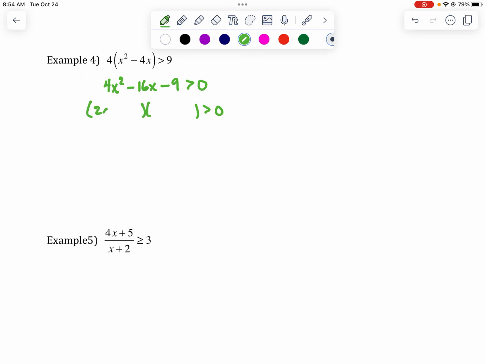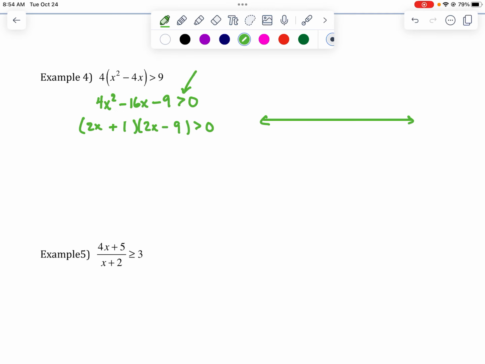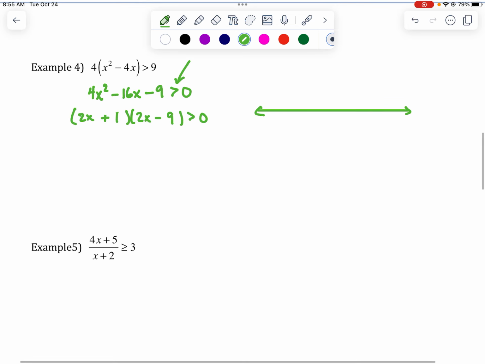So let's see, probably 2x and 2x. And let's see, what can we do here? What if we do 9? I think if we do 9 and 1, does that work? So negative 18 and positive 2 would add up to negative 16. All right. So now we've got it factored, so now we can make our number line. So again, just remember that in all these problems, you have to always get it greater than or less than 0. So the fact that this was greater than 9, that doesn't help us. Everything has to be compared to 0.